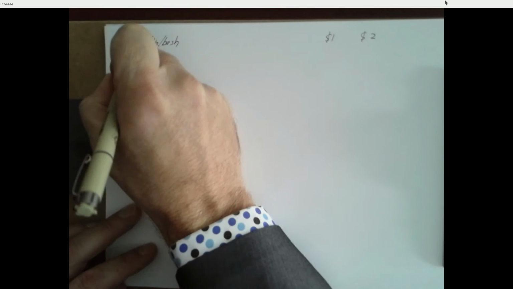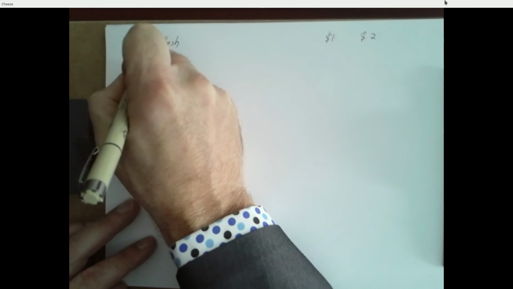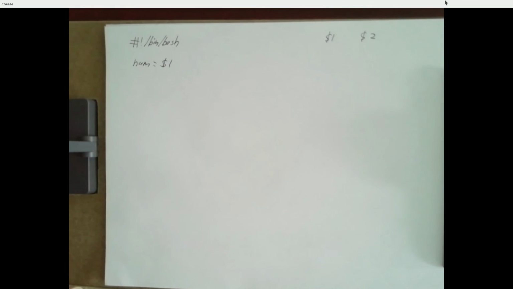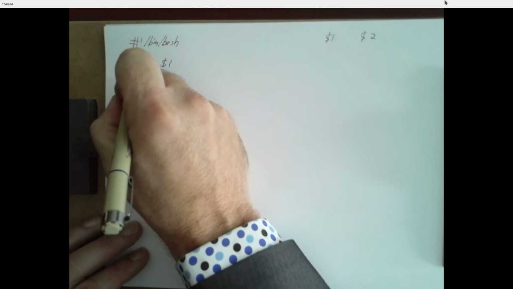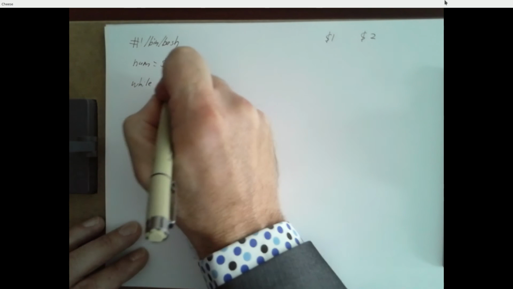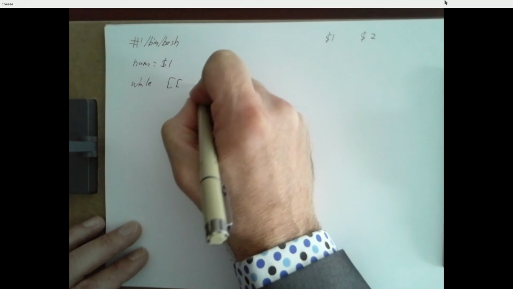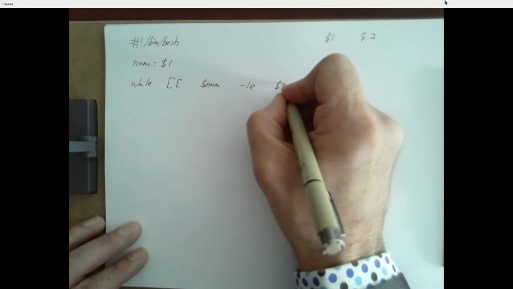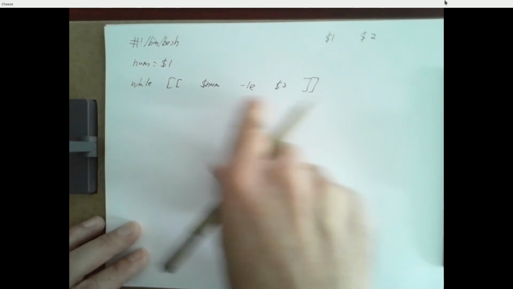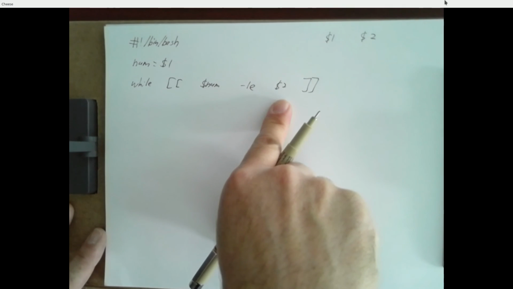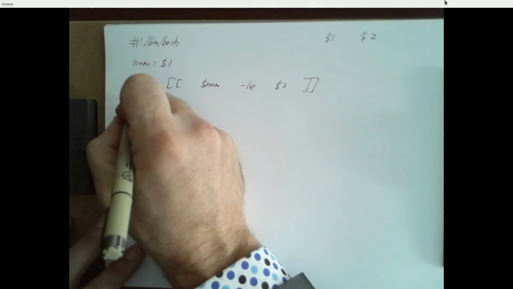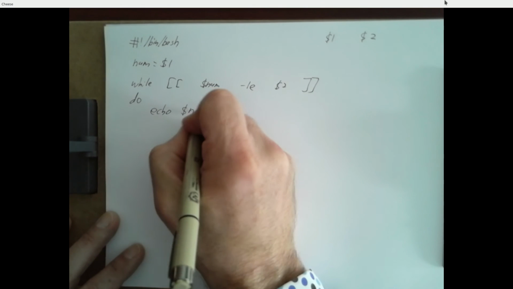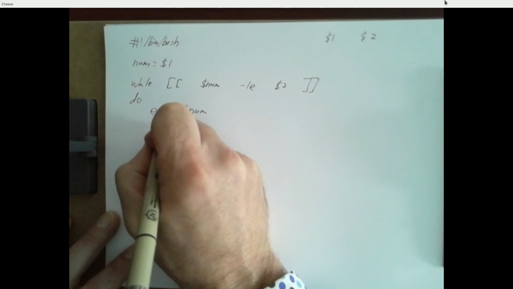So I might do something like number equals $1, and then while our number is less than or equal to whatever that second argument is, because we also want to include that second number, right? So while this condition is true, echo the number, and then let's increment it.